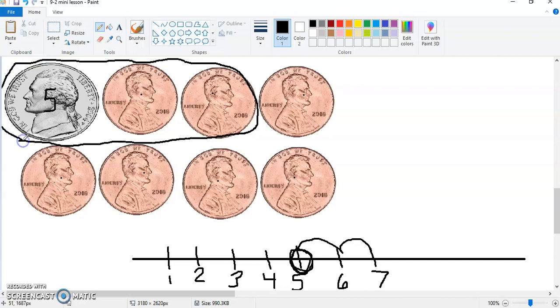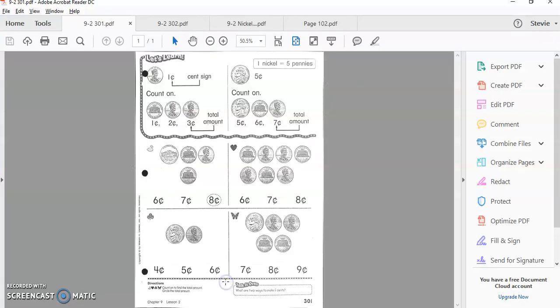Because if we look at it, this is worth 5 cents. 5, 6, 7. We're starting at 5 and we jump 2 places. 6, 7. Okay, friends, so now it's your turn to start.